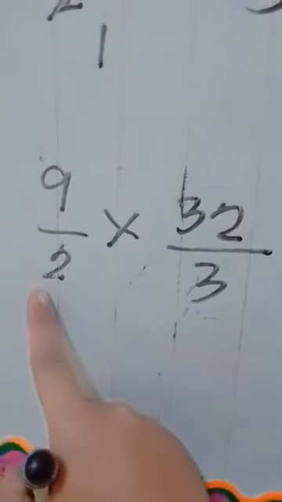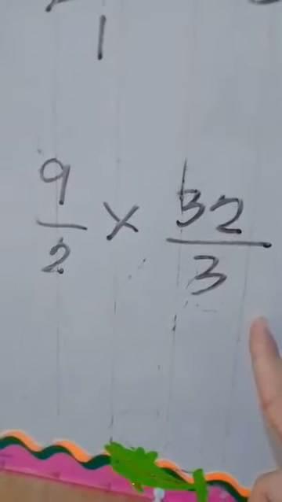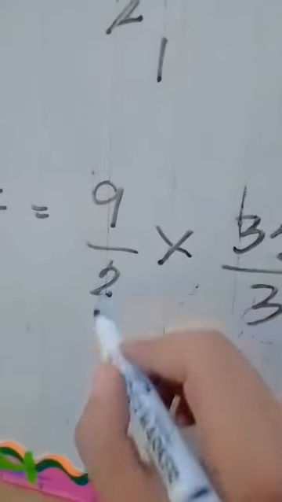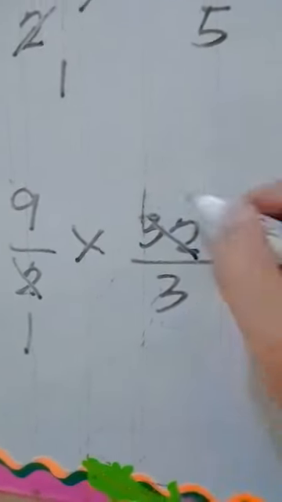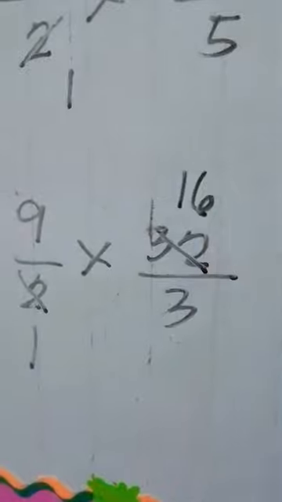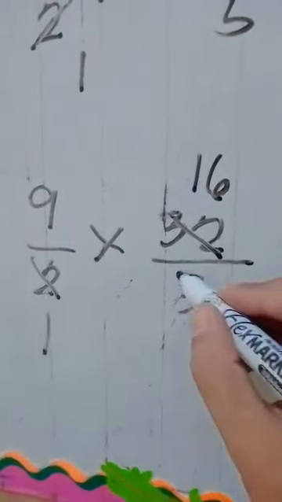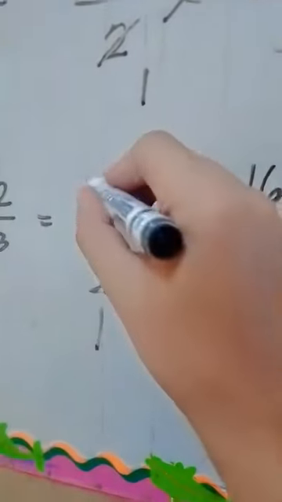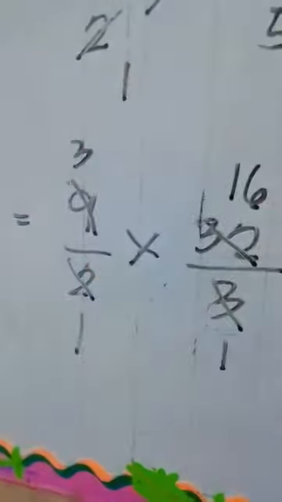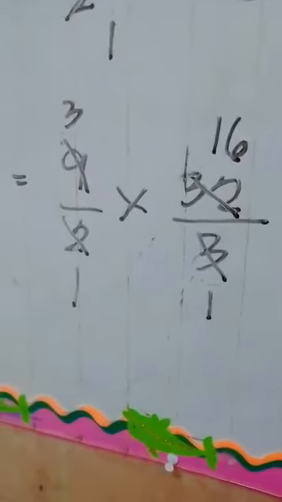We can pair 2 and 32, 9 and 3. Okay, so here divided by 2, 1, and 32 divided by 2 equals 16. Here we cancel 9 and 3. So divided by 3, 1. Then 9 divided by 3 is 3. So the numbers get smaller, right? That is why we use the cancellation method.